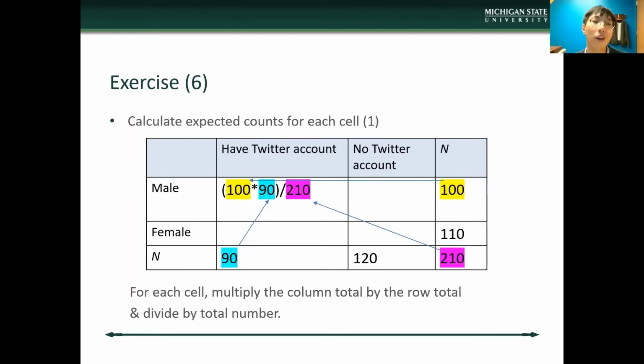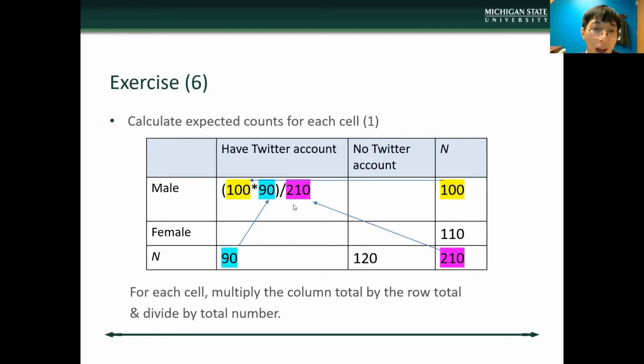Then you will calculate the expected counts for each cell. For expected count, you cannot see the numbers in the contingency table. You have to calculate it by multiplying the column total by the row total divided by the total number.